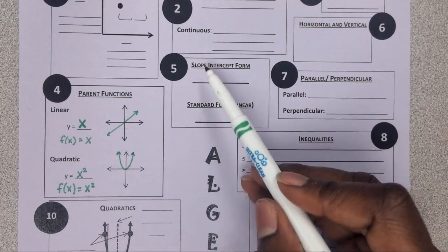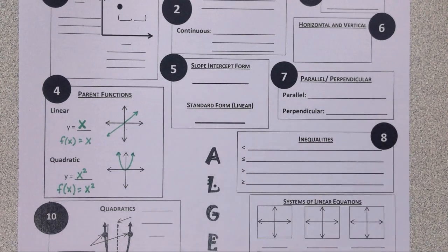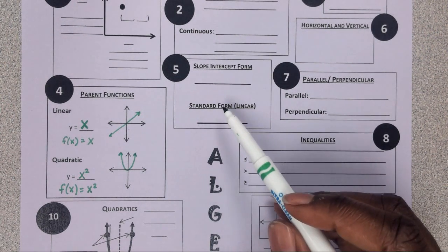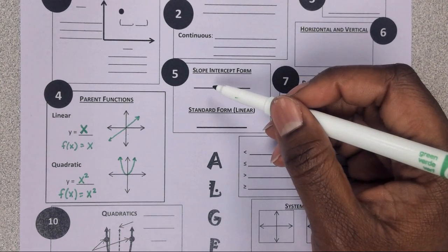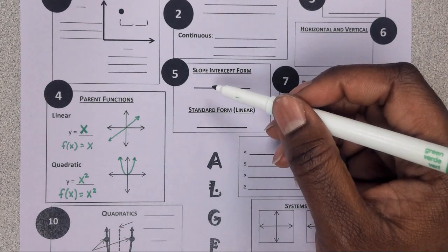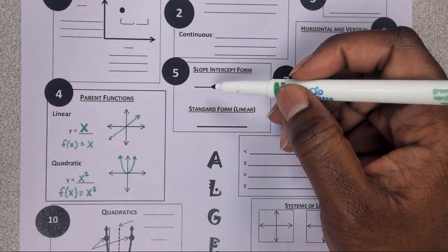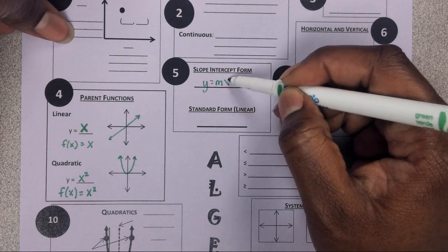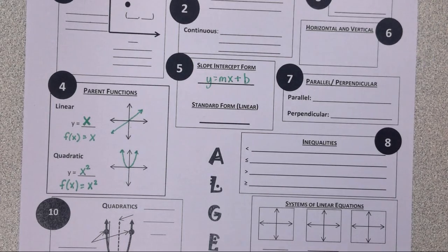Now, looking at number 5, slope-intercept form. Anybody at this front table, can you answer what is slope-intercept form? Anybody at this second table? Y equals mx plus b. Come on, y'all. We should have known that one. That's all right. Maybe you'll know now.